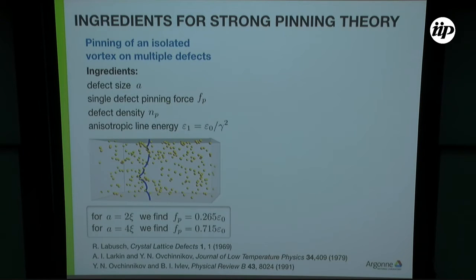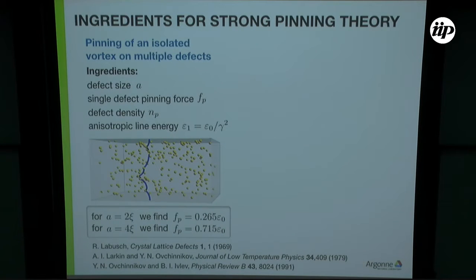Then we have the density. Gianni mentioned in his talk that strong pinning theory assumes low density of defects. So we will see how this depends on density. And then just one single vortex line will have a line energy. And in the case of an anisotropic superconductor, you need to account for the anisotropy.